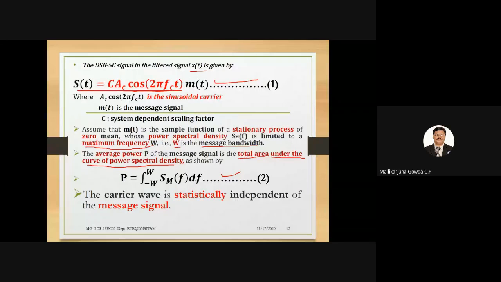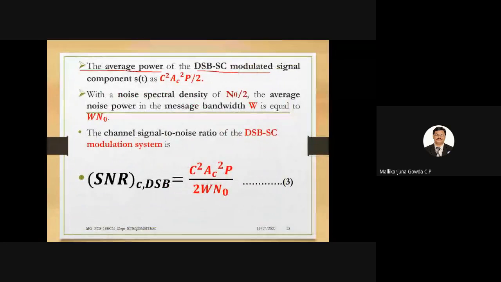See, C squared, right? Then this Ac cosine of 2 pi fc t, its average power will be Ac by root 2 whole square. So with that, I will be getting Ac squared by 2. Then m of t, its average power will be denoted as P. So with that, I can say the average power of the modulated signal is C squared into Ac squared by 2 into P. Is this clear?